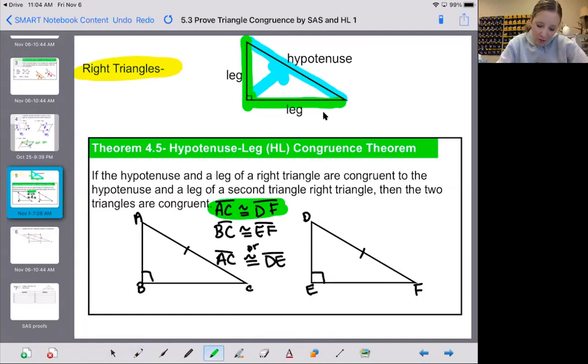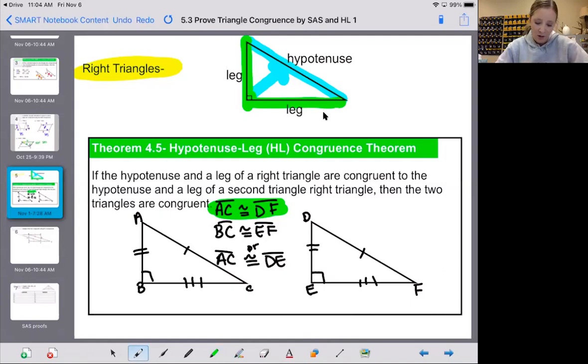Now, if you had all three sides marked, you could still use hypotenuse leg. You would just choose one of them to use in your proof. Or you could even use side, side, side, right? Because all three sides would be marked in that case.